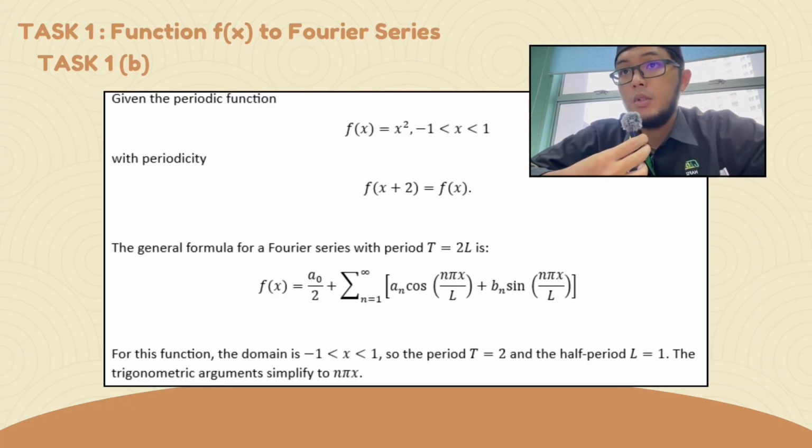We are given this periodic function f of x equal to x squared, the domain will be from -1 to 1, and the periodicity will be f of x plus 2 equal to f of x. We start with the general formula of the Fourier series, and for this function the domain is from -1 to 1 and the period is 2. So the half period is 1, and we can simplify the trigonometric arguments to cosine n pi x and sine n pi x.